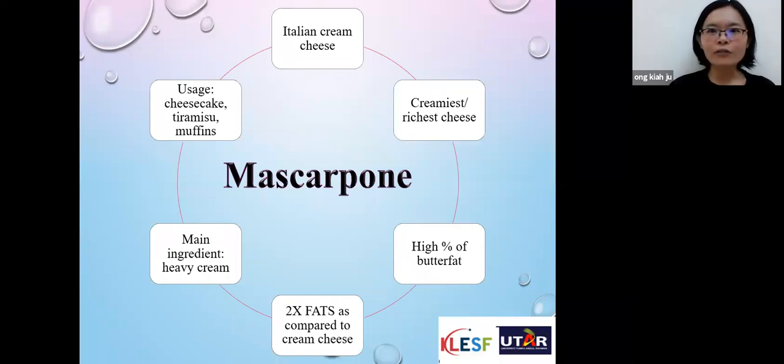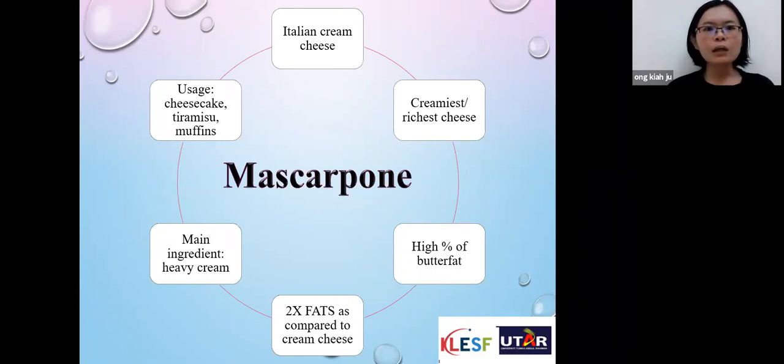It is one of the creamiest, or we can say the richest, cheeses, because it contains a high percentage of butter fat. It contains 2 times the fat of cream cheese. Why is there such a high percentage of fat? This is because the main ingredient you use to make mascarpone is heavy cream, or cream.